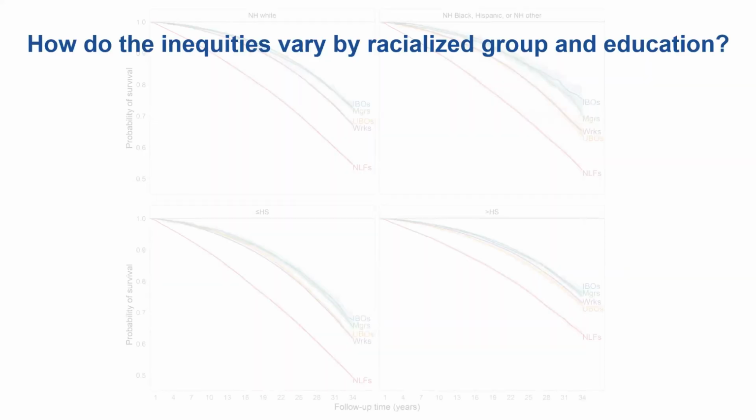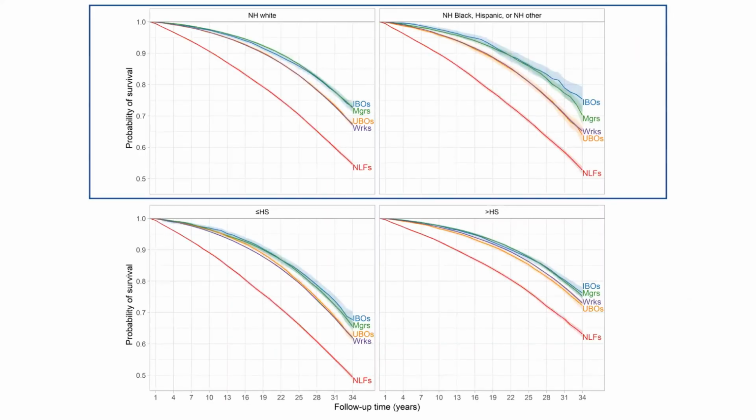Finally, how do class mortality inequities vary by racialized group and education? So first, the top row displays the class mortality inequities among non-Hispanic white respondents on the left and among non-Hispanic Black, Hispanic, and non-Hispanic other respondents on the right. Unfortunately, cell sizes were just way too small to disaggregate racially minoritized respondents. Nonetheless, we can see the class mortality inequities were smaller among non-Hispanic white respondents than among racially minoritized respondents, driven by excess mortality among minoritized workers and UBOs.